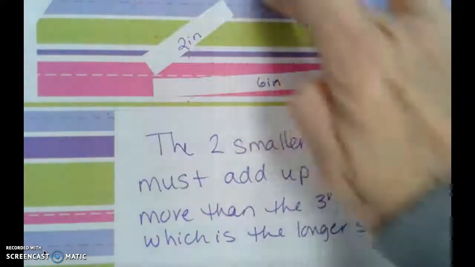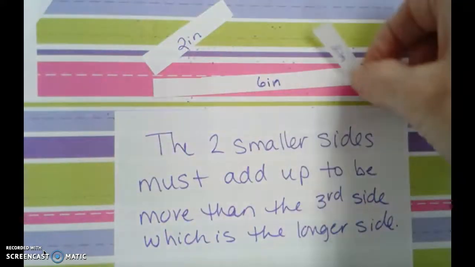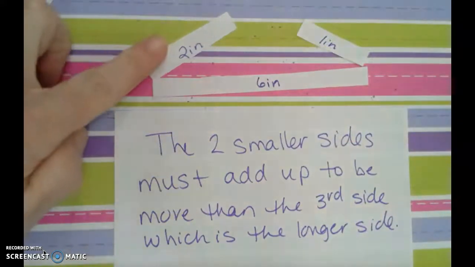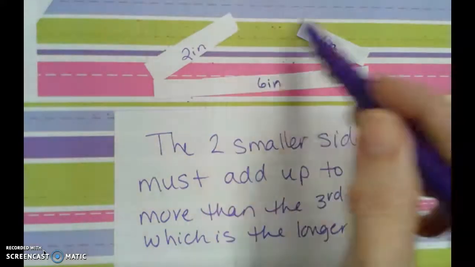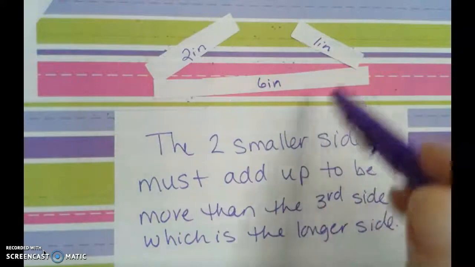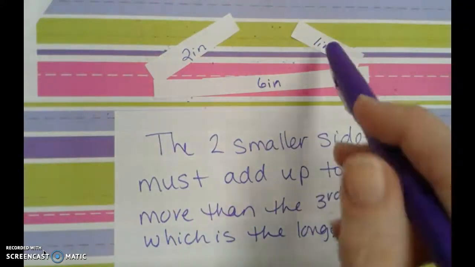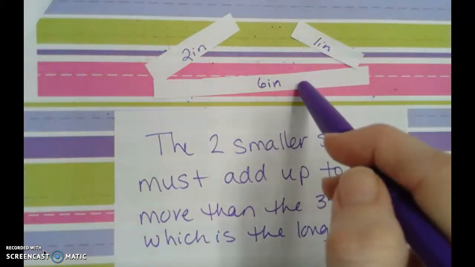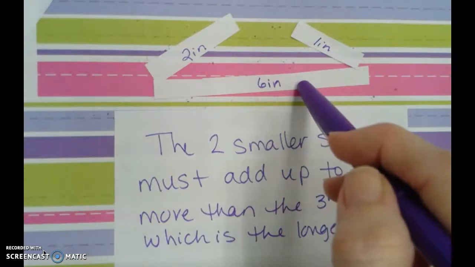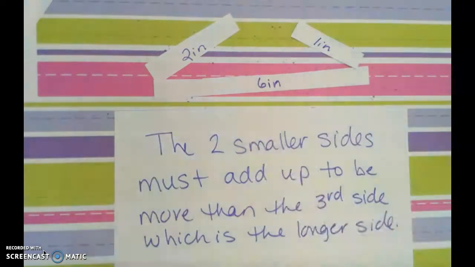Now if I come back and put my 1, excuse me, can't hold on to this paper. So the 2 smaller sides, 2 and 1, add up to give me 3, and 3 is smaller, so that's not going to work to give me a triangle. So I'm thinking it's about 15 questions for you, and you need to start to determine, yes, it is a triangle, or no, that is not.